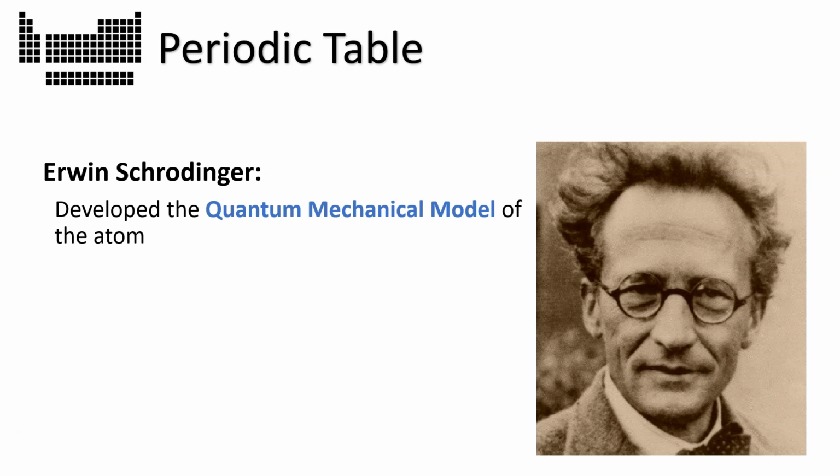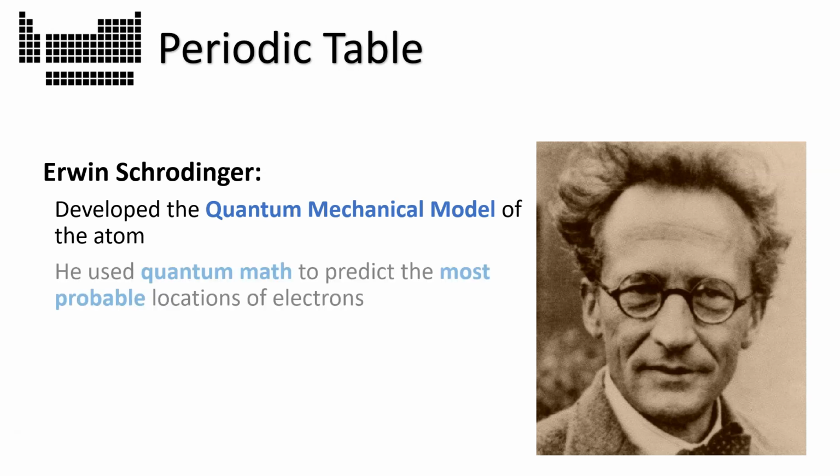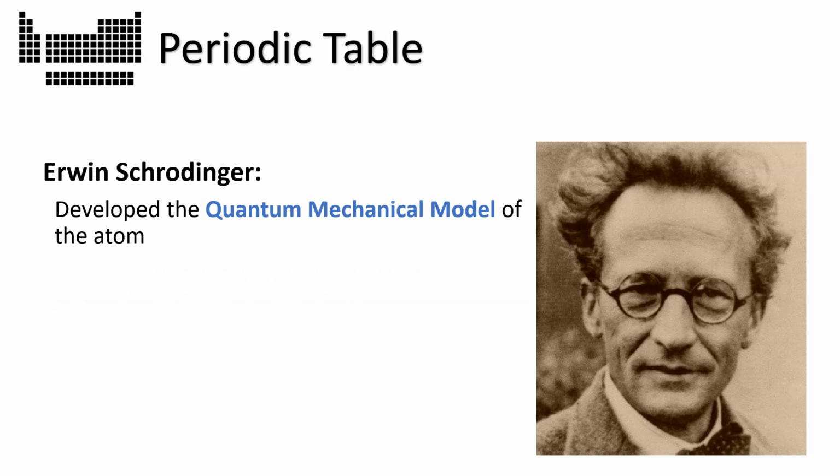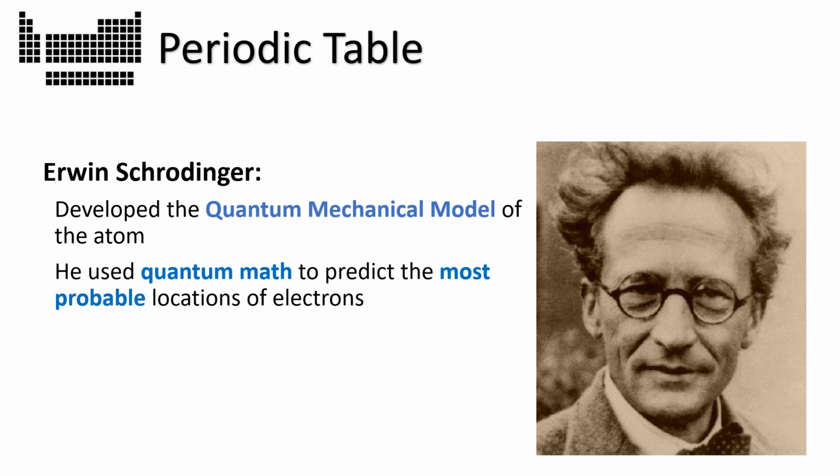Schrödinger revised this electron organization a little bit more, and he called it the quantum mechanical model of the atom. We're not going to get into all the specifics of what Schrödinger did because he used a certain type of mathematics, quantum math, and it's just really complex. Too complex for the purposes of this video.